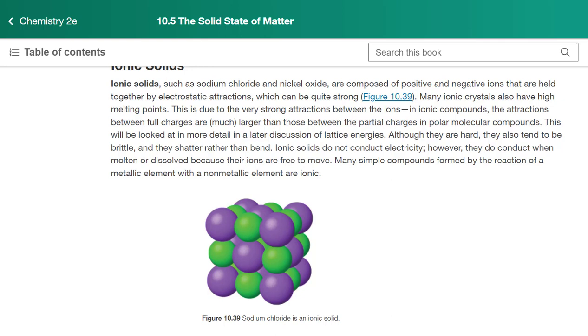Ionic solids will tend to have very strong forces holding them together. These are actually chemical bonds, right? You have full positive and full negative charges that are attracted. That's very difficult to break. And so we typically have very high melting points for ionic solids for that reason.